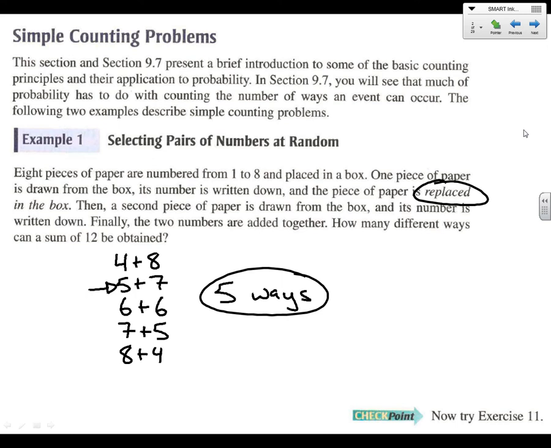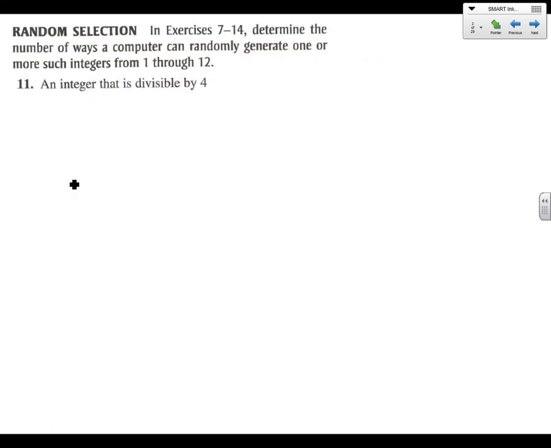to do this. Using the same kind of thinking, see if you can tell me how many different ways you can get an integer that is divisible by 4 from 1 through 12. Don't overthink this. This is very simple.